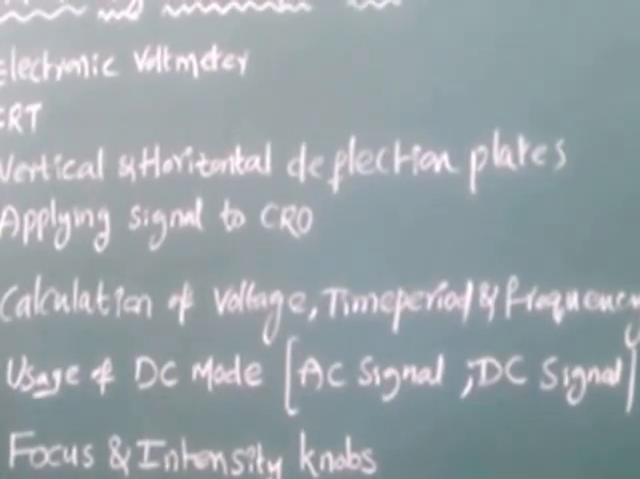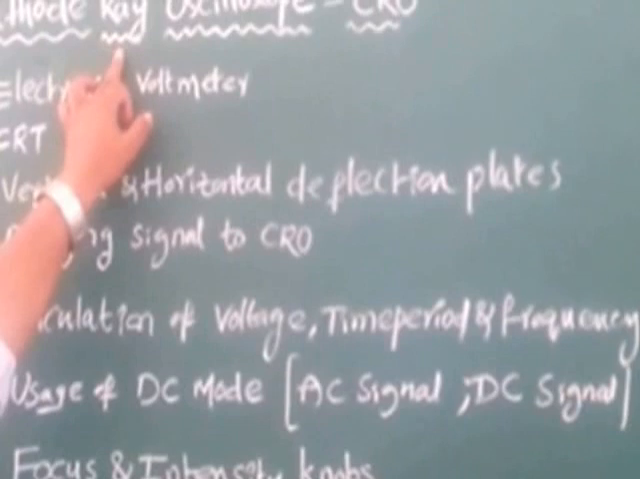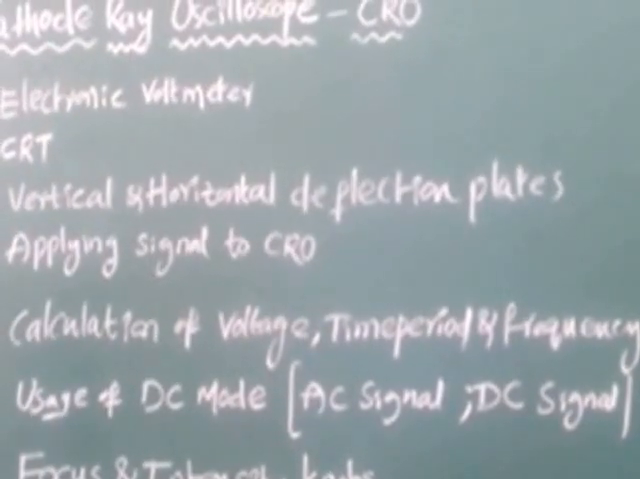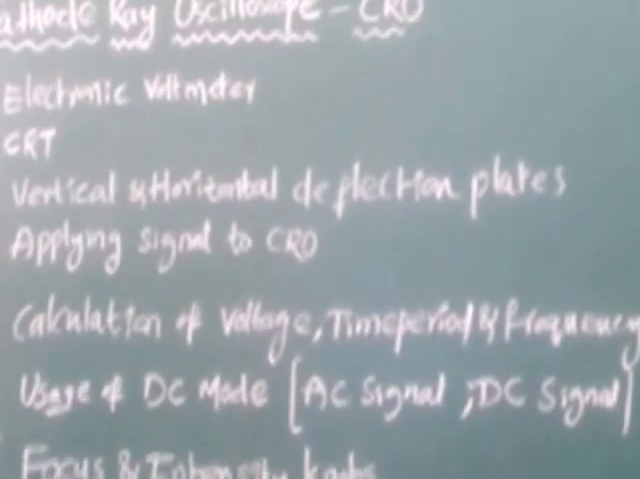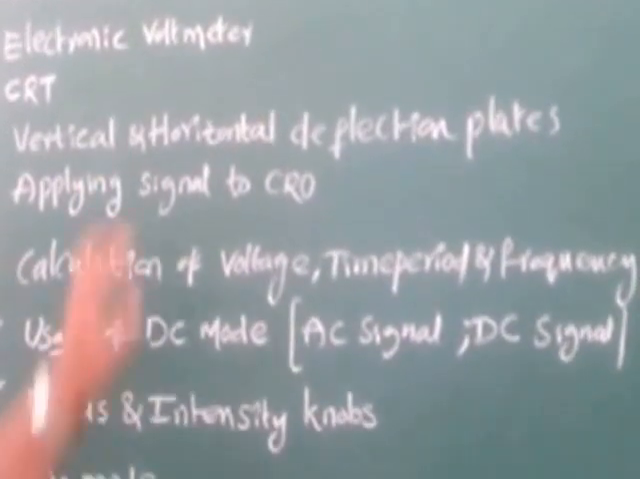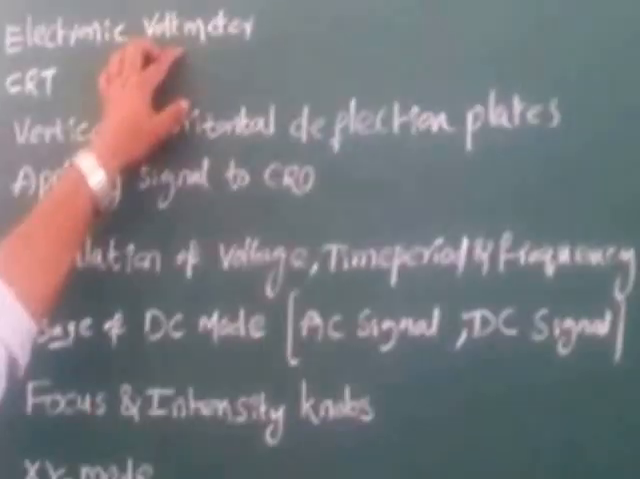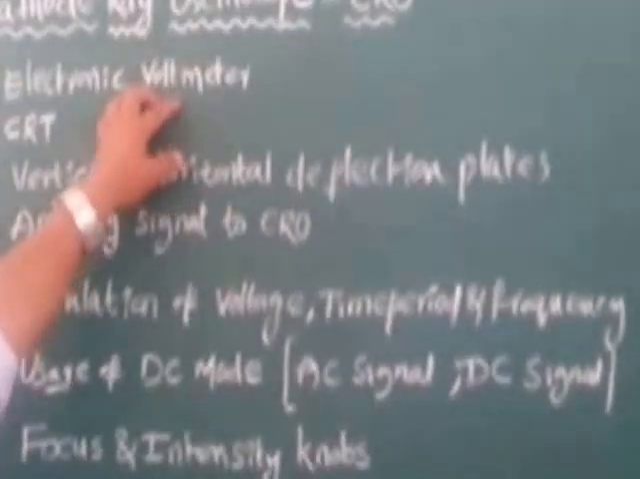And here, by using CRO we can measure the values of only voltage signals. We cannot go for the current signals. So it is nothing but an electronic voltmeter only. We cannot measure the current directly. So it is just an electronic voltmeter.